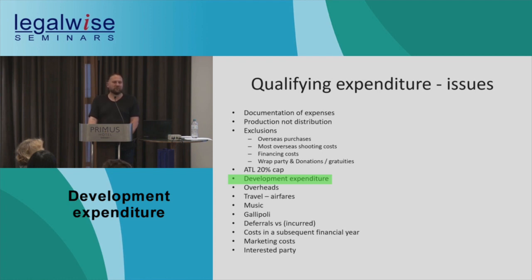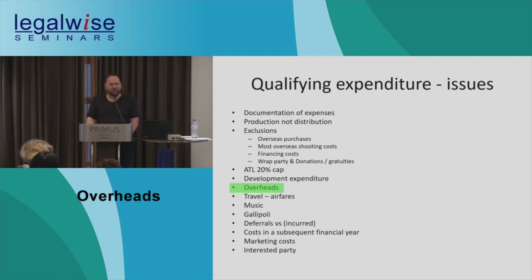So when people are in development, I encourage them to set up a separate account in their general ledger for development costs for a particular project, so that way you can track development costs. The overheads I did run through a little earlier, but they're basically 5% of the rest of the budget that you can claim, which is a nice little earner for the producer.